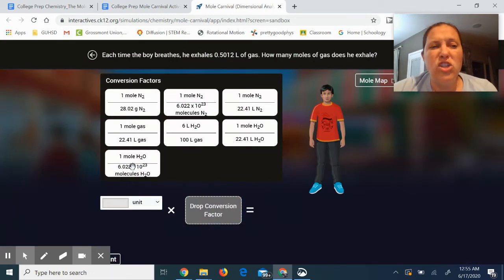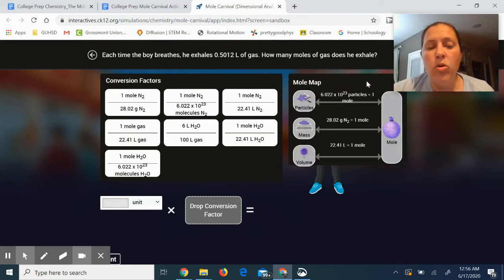It says, each time the boy breathes, he exhales 0.5012 liters of gas. How many moles of gas does he exhale? So if I click on the mole map here, the mole map is going to give me ideas of what conversion factors I need. These are your conversion factors right here. And these are the calculations that you might need.